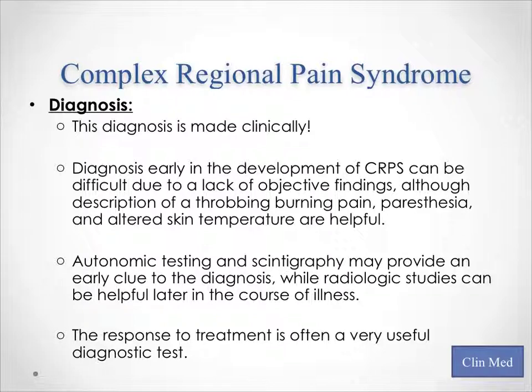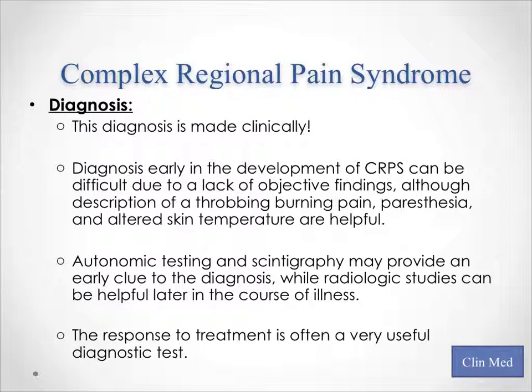Diagnosis of complex regional pain syndrome is made clinically, although this can be difficult to do in the early stages of the disease. It may actually look like another condition, such as cellulitis or septic arthritis. You need to pay attention to what the patient is telling you by describing the pain as a throbbing, burning pain, paresthesias, and altered skin temperatures. These things might be clues that help key you in to think this could be complex regional pain syndrome.